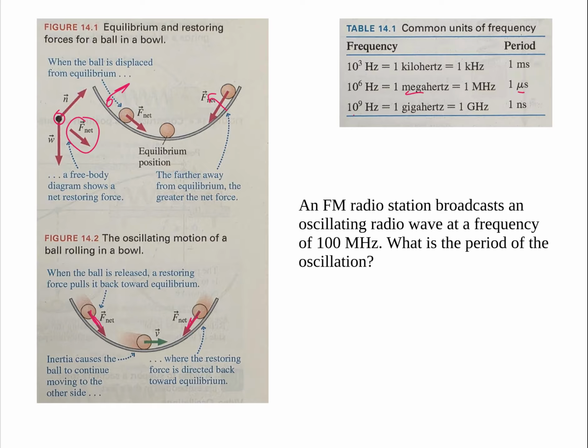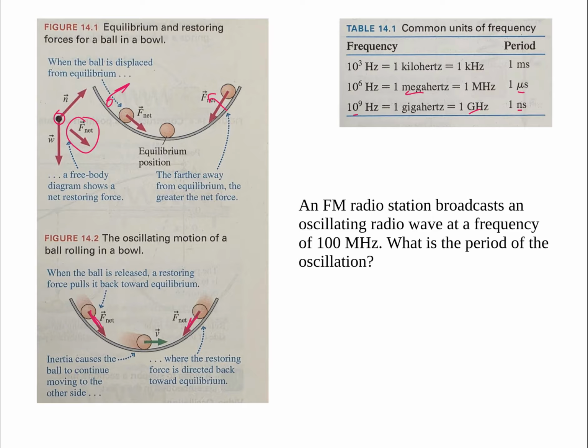Now we have 10 to the 9th power, so that's a gigahertz, GHz. We are used to the giga prefix being used for memory on your computer or your phone. That makes 1 ns, the letter n there is nano, so we have 1 nanosecond. An FM radio station broadcasts an oscillating radio wave at a frequency of 100 megahertz. What is the period of the oscillation then? So what do we do?